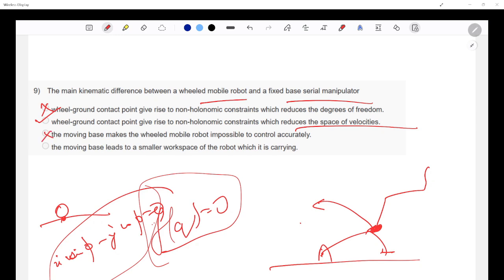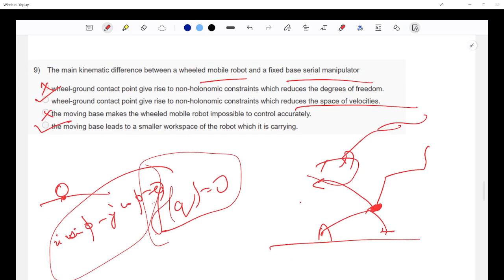Option 4 says the moving base leads to a smaller workspace of the robot which it is carrying. The opposite is true. A moving base means a larger workspace, right? Because you can move apart from manipulating. So if a non-holonomic constraint comes into the picture, you need to think immediately that it does not reduce configuration degrees of freedom. It just reduces velocity possibilities. It cannot integrate to a position constraint. So a WMR can reach anywhere but cannot move in every direction instantly. I hope this is clear.